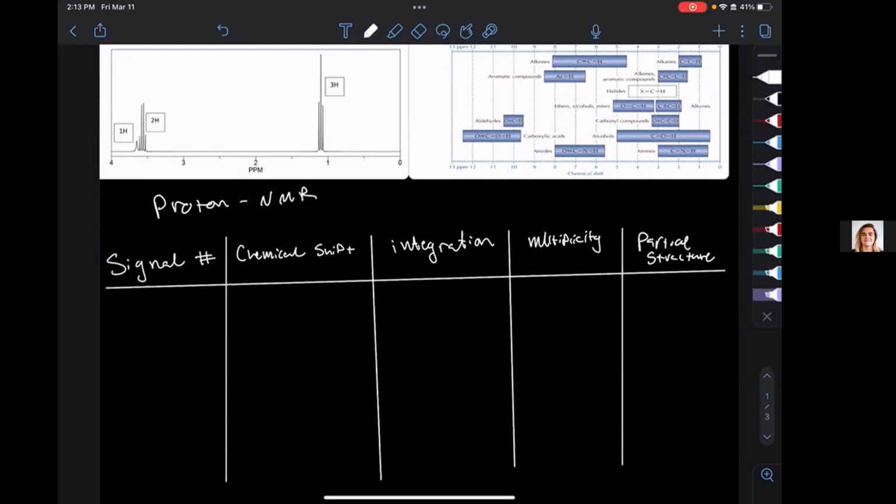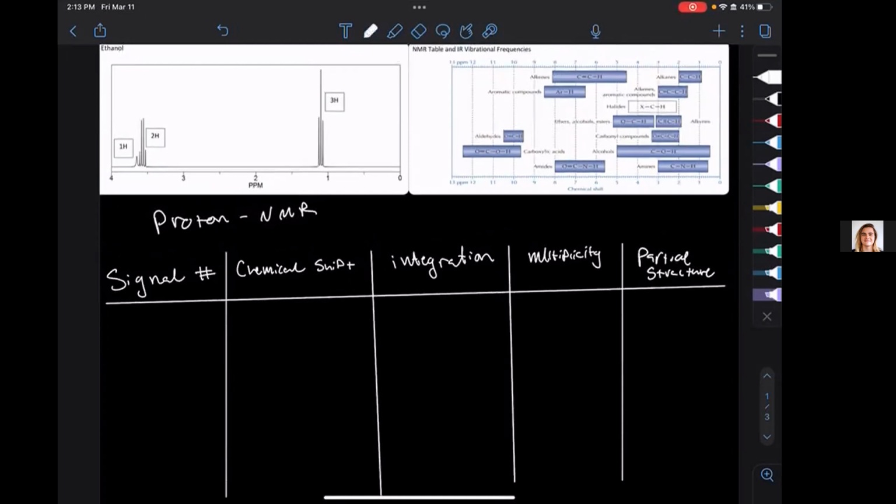So when we're actually solving these, what we want to look at is 5 things. First of all, our signal number, just so we can stay organized. Then we want to look at the chemical shift, so that is where it is on this plane. Is it upfield, which is over here, or downfield, which is over here?